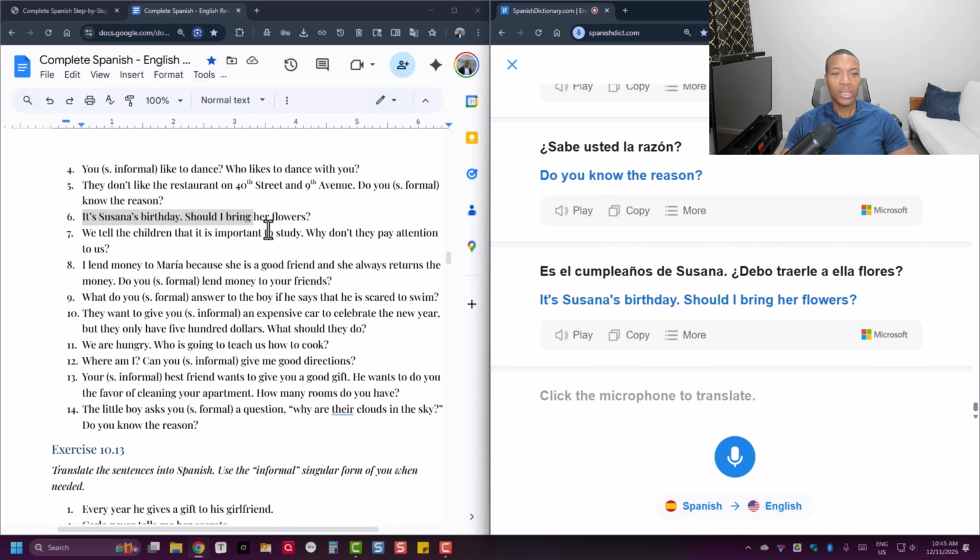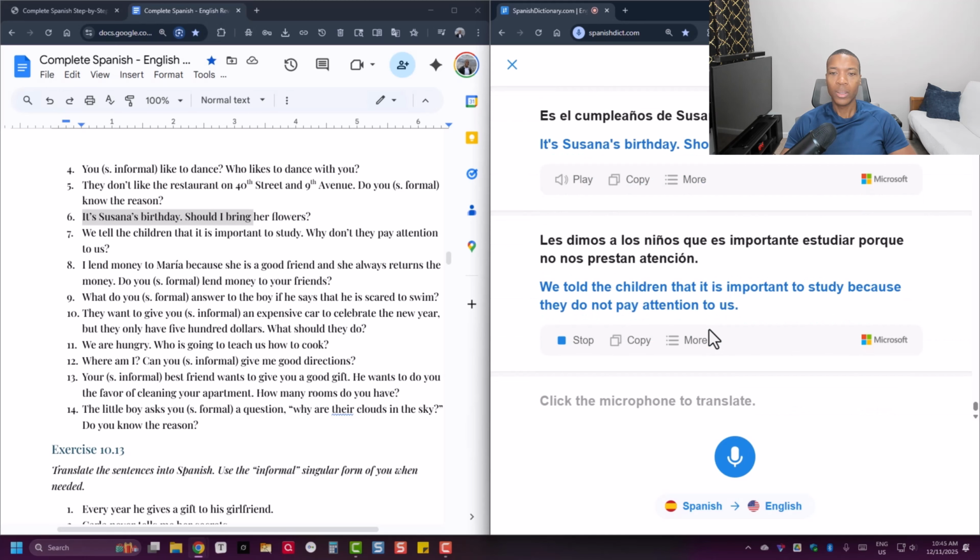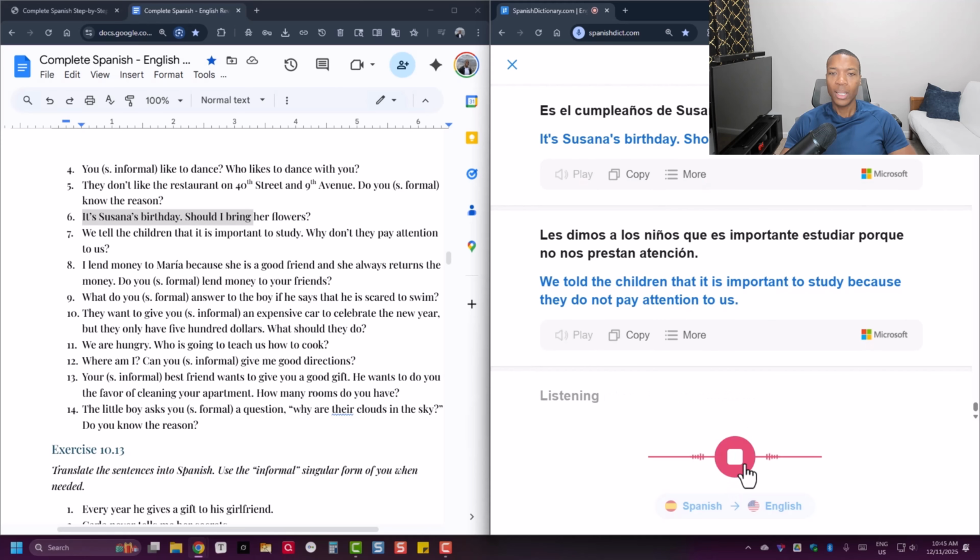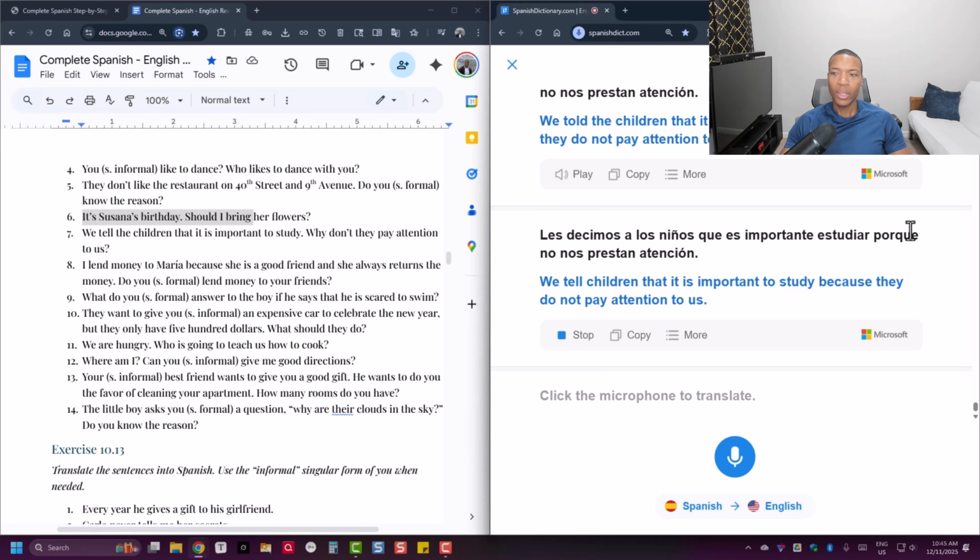We tell the children that it is important to study. Why don't they pay attention to us? Les decimos a los niños que es importante estudiar porque no nos prestan atención. We tell the children that it is important to study because they do not pay attention to us. All right, that's not picking up what I'm saying, that's why. Number 7, we tell the children that. Number 8.